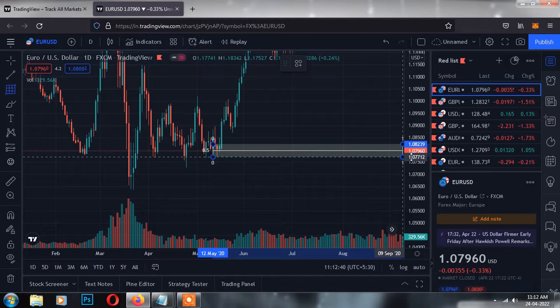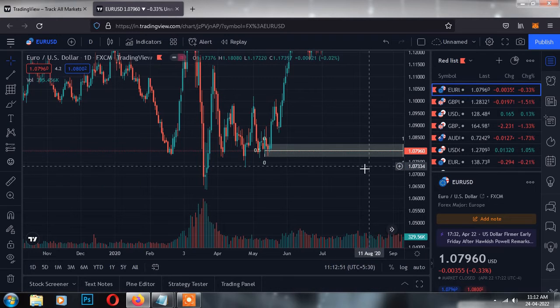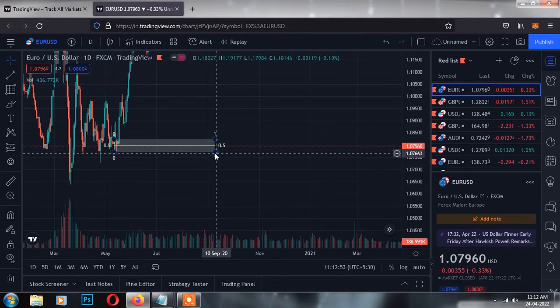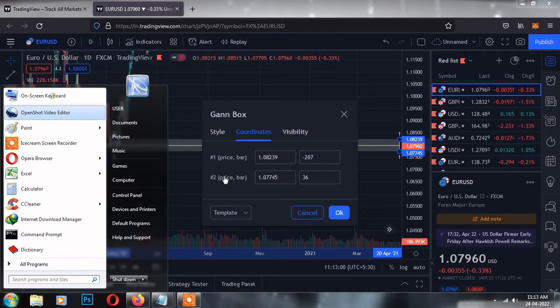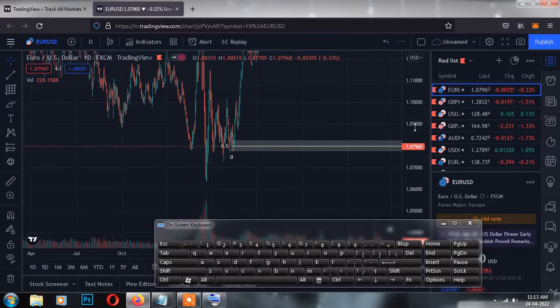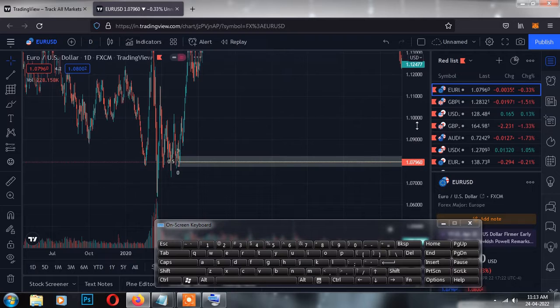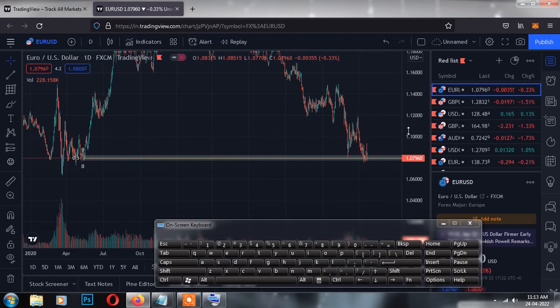So we should include the wicks as well. Okay, now let's just move it across the chart. Okay, so now it's in a chart. Now we have marked a good demand zone.